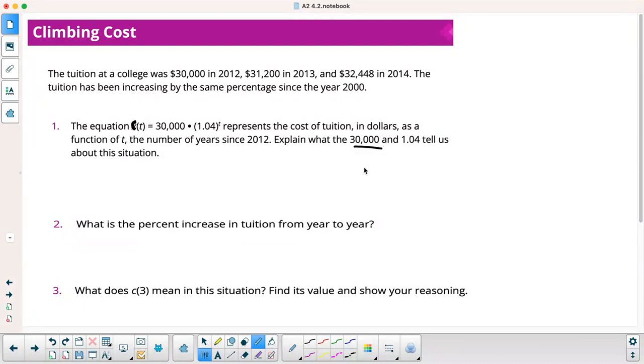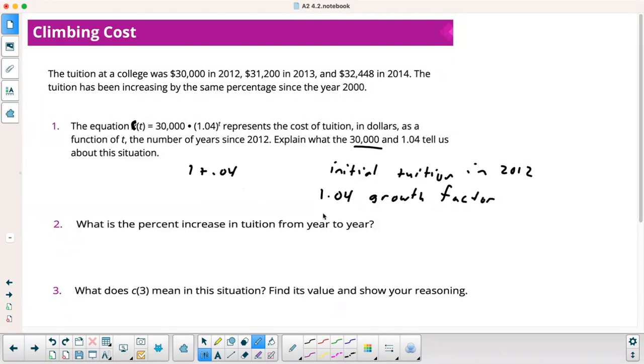Explain what the 30,000 means. So that's the initial tuition in 2012. And the 1.04, we'd call that our growth factor, because that's what you're going to be multiplying by every year. But really, it's 1 plus 0.04. So that's how I get the 4% increase each year.